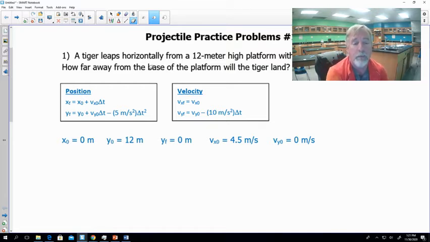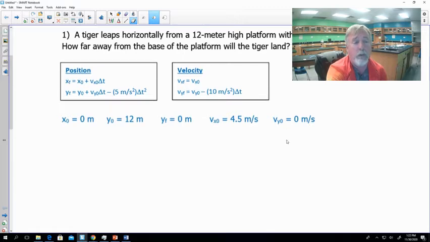It told us the platform was 12 meters high, so there's our y0 equals 12 meters. It told us that our final position, it hits the ground, so that means yf is 0. And it gave us our initial velocity in the x direction, 4.5 meters per second. And our initial velocity in our y direction is 0 for the day. We're going to be using only ones that have vy0 equals 0. So let's start plugging those in. If we're trying to find how far away, we need our xf equation.